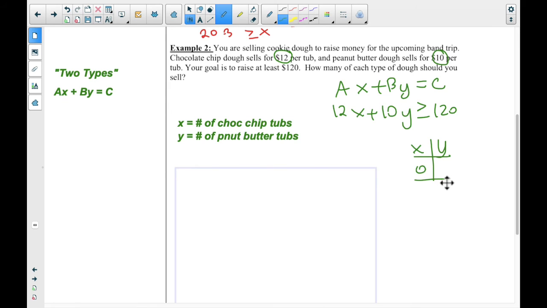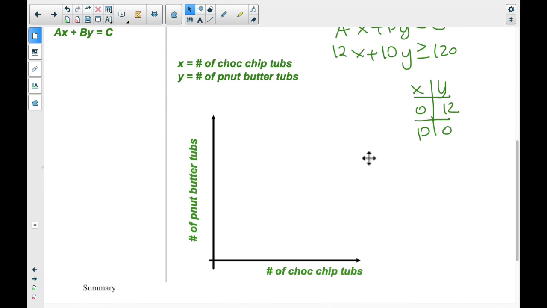And so because it is in standard form, I'm going to use this 0, 0 or cover-up method. I'm going to cover up the x, and that looks like it's going to give me 12y. I'm going to cover up the y. Looks like it's going to give me 10 on the x. Now, I need to set up a graph. So x is the number of chocolate chip tubs. Y is the number of peanut butter tubs. And I need to get up to at least 12 on my axes. So I'm just going to go and count to 12.